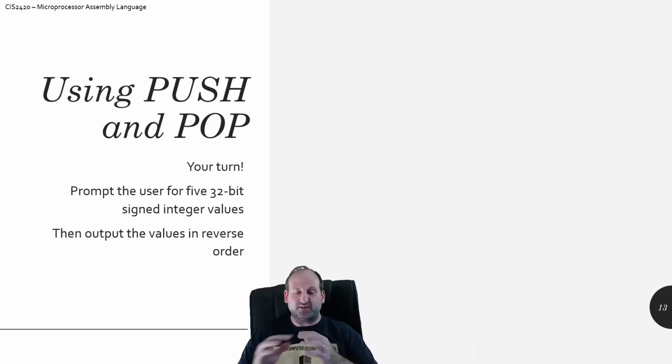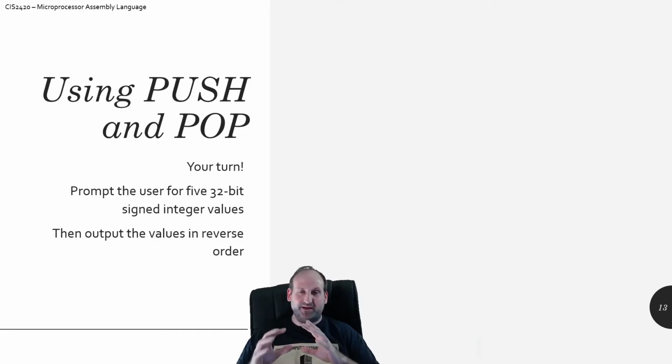Okay, so the your turn here is the same but different stuff. So we haven't prompted the user. We haven't been using the Irvine library too much lately, so let's take a look at this. Prompt the user 5 times for a 32-bit signed integer value, otherwise known as just a plain old int in C++, and then output the values in reverse order.